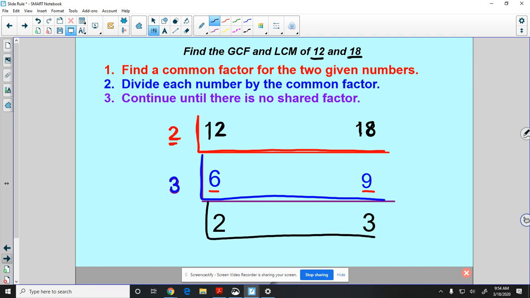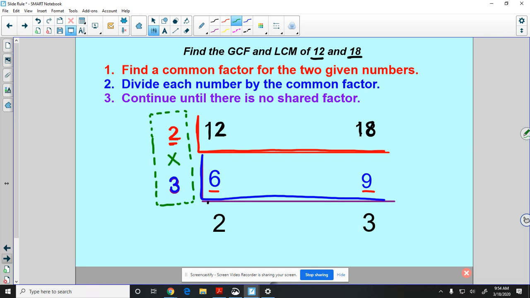Using our divisibility rules, is there anything that can come out of 2 and 3? No, only 1 can come out of 2 and 3, so we can't go any further. 2 and 3 is our lowest terms. Now we want to find the GCF and the LCM. The numbers on the outside of the slide, 2 and 3, when you multiply them together, equal 6. This is your GCF.